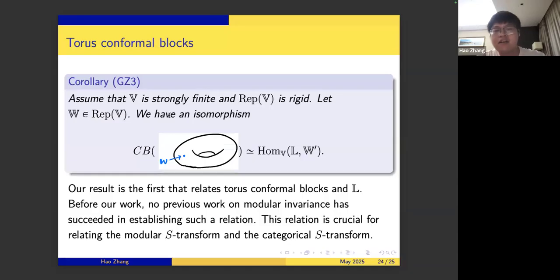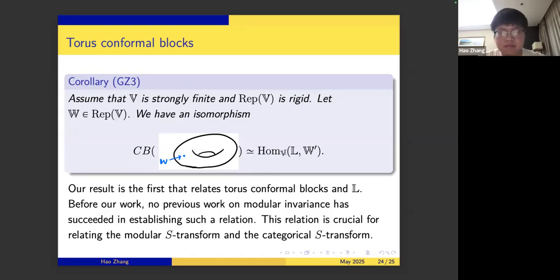And if you only care about genus one torus, I can write our result here. Also, we assume that our VOA is strongly finite and our representation category is rigid. We choose a VOA module W and associate this W to the point of the torus. Then by our previous result, we will have the following isomorphism given by the sewing-factorization theorem. And on the left hand side, it is the space of conformal blocks. On the right hand side, it is quite categorical.